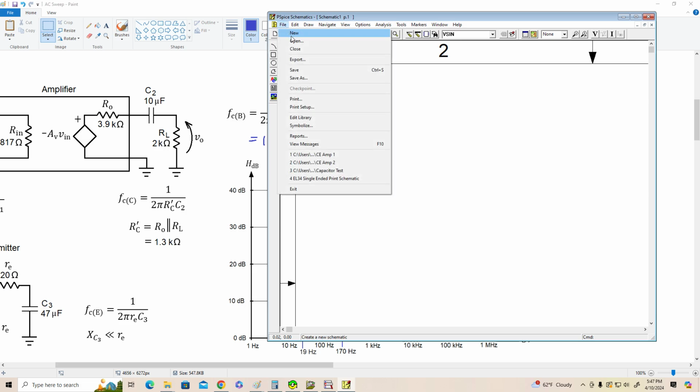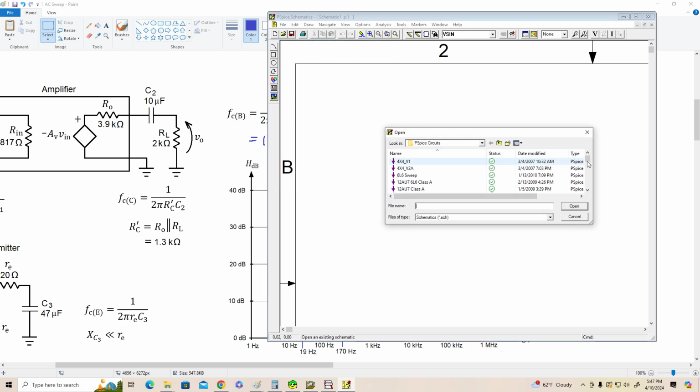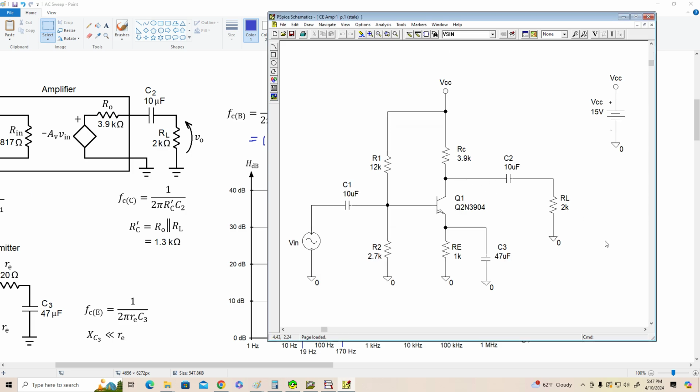Okay, so let's call up PSpice now, and we're going to open the circuit that we looked at. We saved it under the name CEAMP1, and there it is. Now we don't want CEAMP01. That was something I did back in 2009. So here's the one from the previous video, and that should look familiar to everybody.